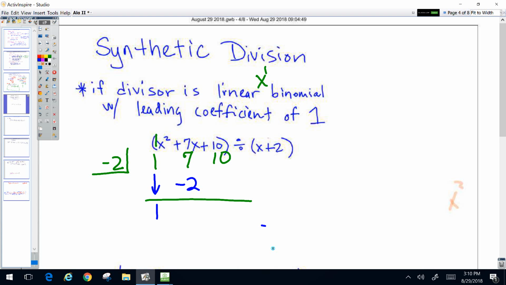And then we're going to add. So 7 plus -2 is 5. And then we're going to multiply. -2 times 5, -10. And then we're going to add 0. All right. This last one, every time, is your remainder.